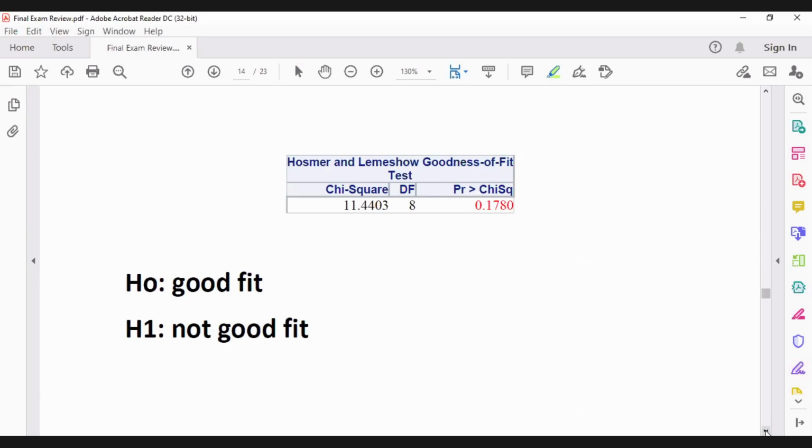Hosmer test shows a p-value of 0.1780, meaning that the model is showing a good fit. The model has a good fit to approximate y, or variations in y.